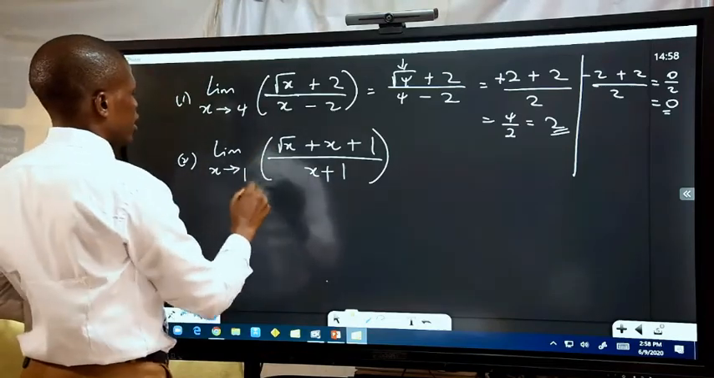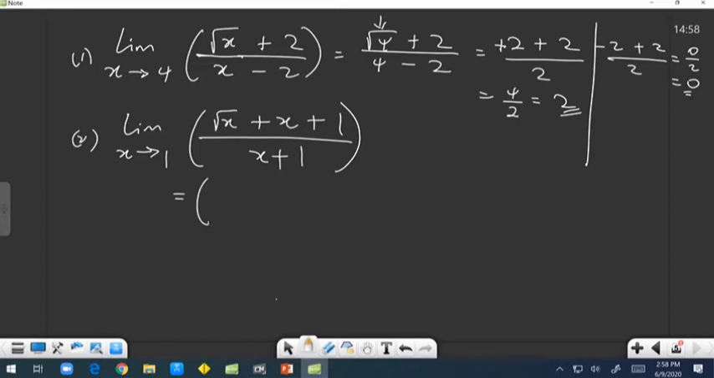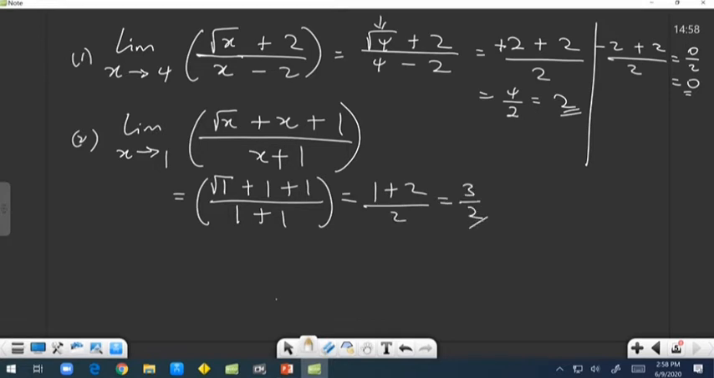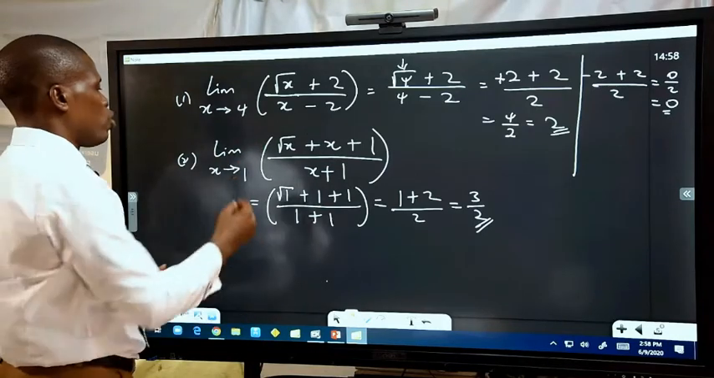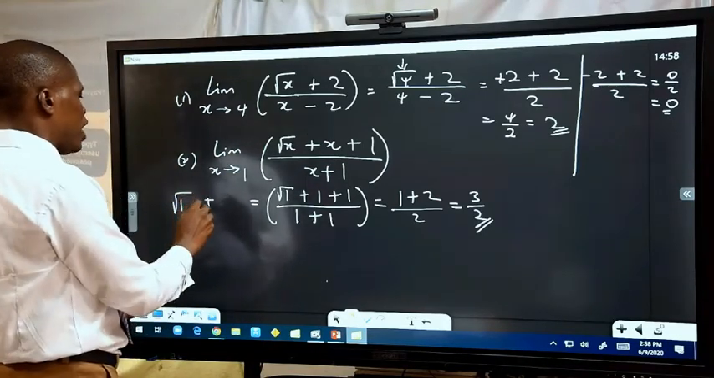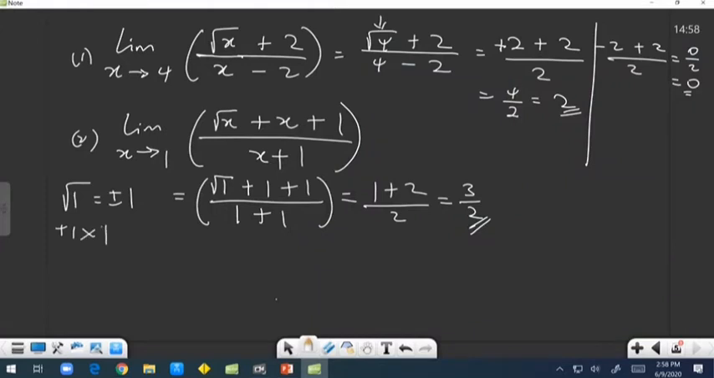So we say that x approaches 1. That will be equal to square root of 1 plus 1, divided by 1 plus 1. Square root of 1 is 1, plus 2 divided by 2. So the answer is 3 over 2. Okay? But however, the square root of 1 is plus or minus 1, because plus 1 multiplied by 1 is equal to 1, and minus 1 multiplied by minus 1 is equal to 1. So we can also use the other value and say this is minus 1 plus 1 divided by 1 plus 1.